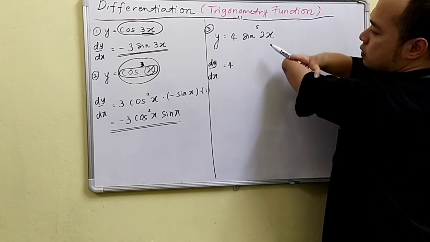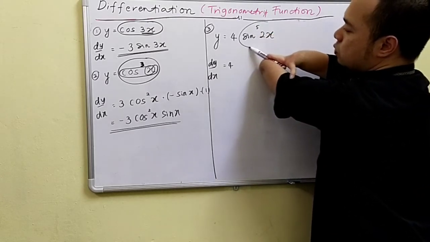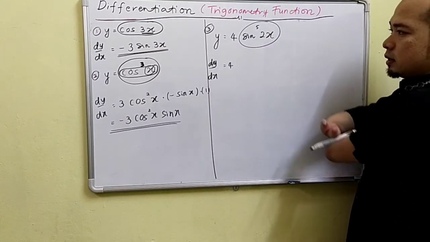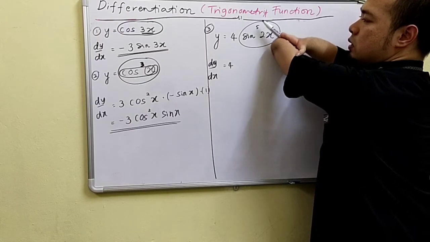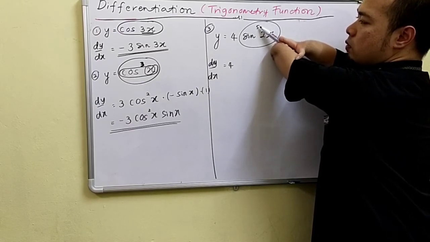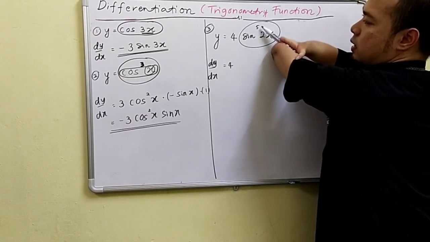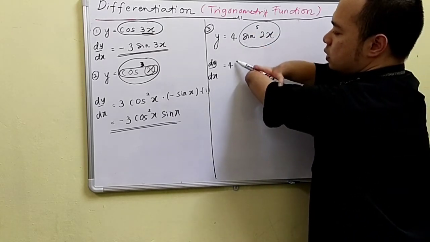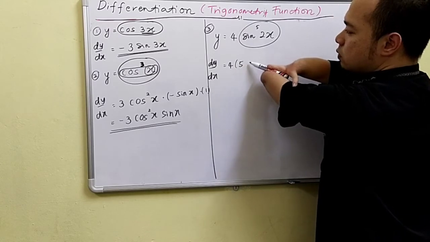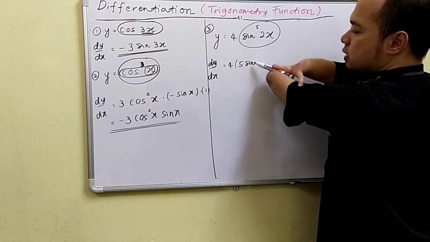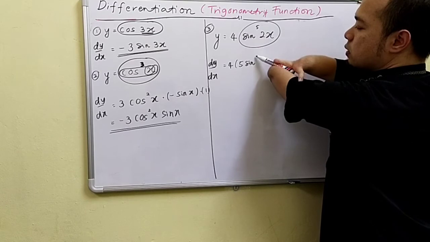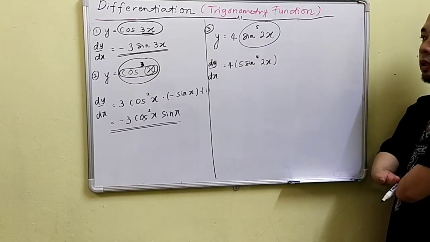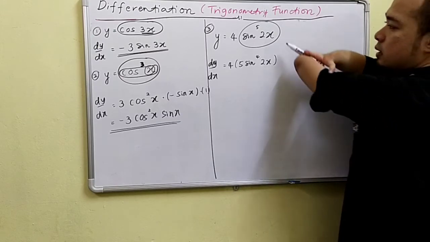Now let's focus on how to use the outside and inside. First, the outside part. Since we have the power 5, this power will be our outside. So deal with the power first. Power go down, power minus 1. Let's put it in bracket. So power go down, the function is still sine, power minus 1, power 4, 2x. So this is the outside, the first layer.